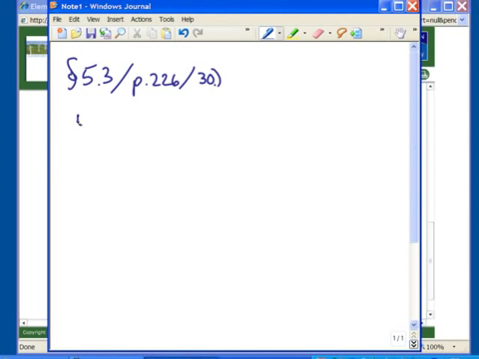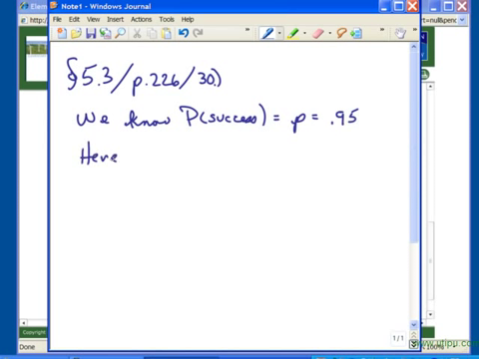So first, let's write down what we know. First, we know that the probability of success, in this case, it means the probability that we recognize the brand name, is 0.95. And here, the sample size is going to be 15. So what we want then is the probability that our binomial random variable is exactly 13.